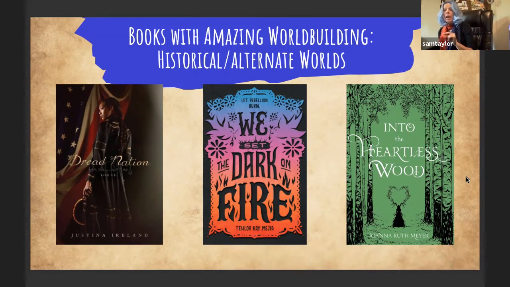There's also Into the Heartless Wood by Joanna Ruth Meyer. This is a retelling of Beauty and the Beast, gender swapped. So the girl is the monster. She is a tree siren. She is discovered by a sweet cinnamon roll of a boy who is an aspiring astronomer, but gets sucked into this world of tree sirens who are wanting revenge against the kingdom who is infringing on their woods.